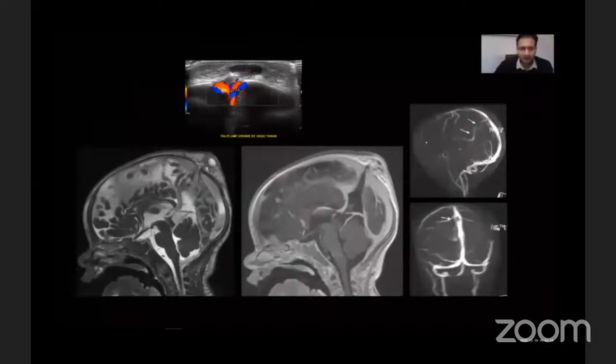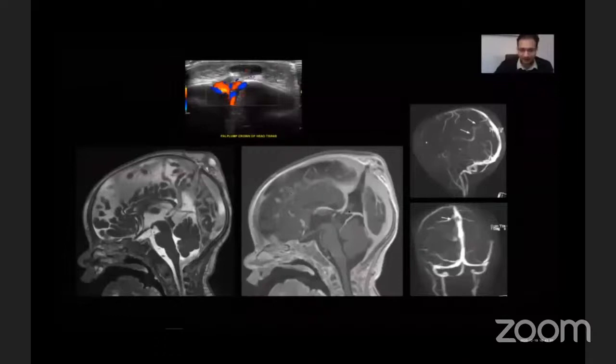On the subsequent MR imaging, we see this fluid-filled elongated tract extending from the pineal cistern all the way up to this bony defect in the parietal bone. And in the subcutaneous tissue, there is this heterogeneous T2 signal with some fluid signal, proliferation of fat, and some heterogeneous fibrotic change.